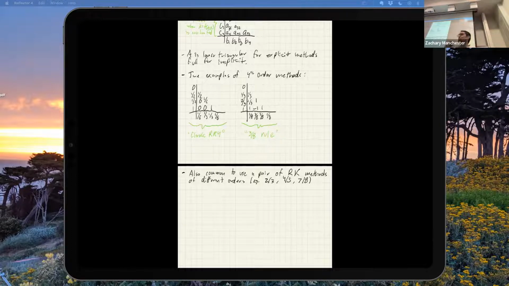tableau is the same for both of them. The subset of it for the fourth order part is the same, and then the fifth one just has one extra row. So you're recycling all the same F evals to do both. There's minimal extra work essentially. It means you get the fourth order solution for free if you are already evaluating the fifth order solution, which is cool.